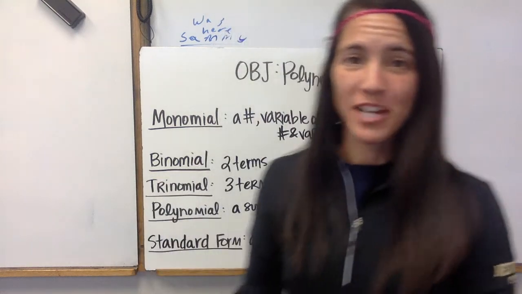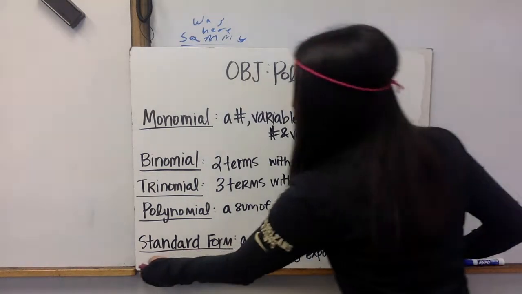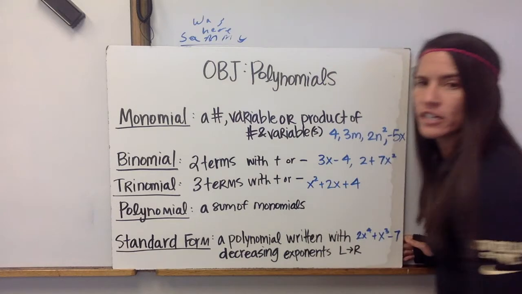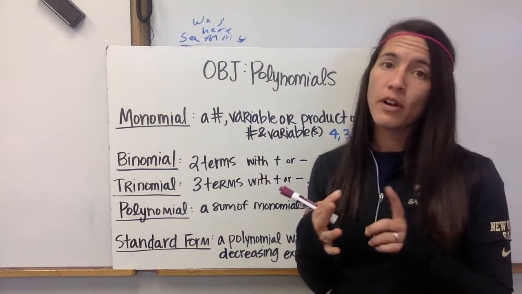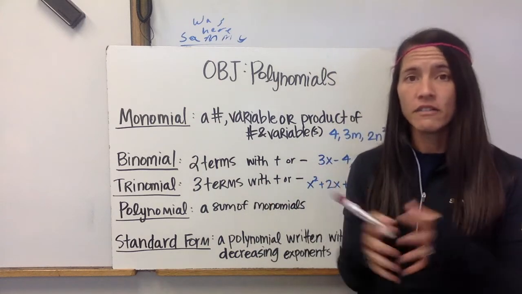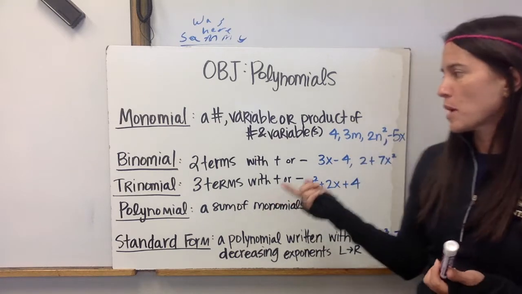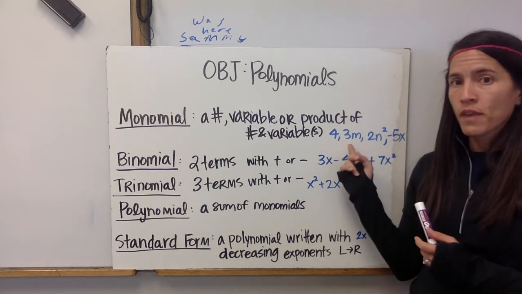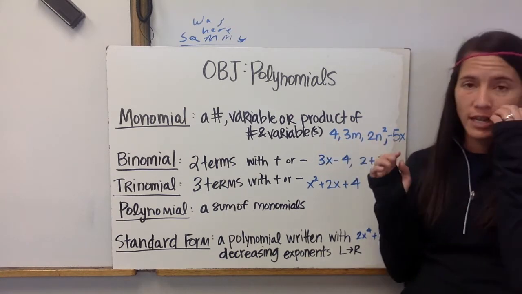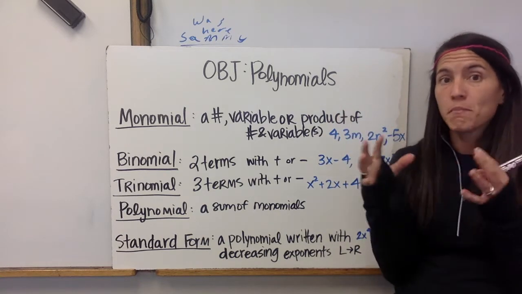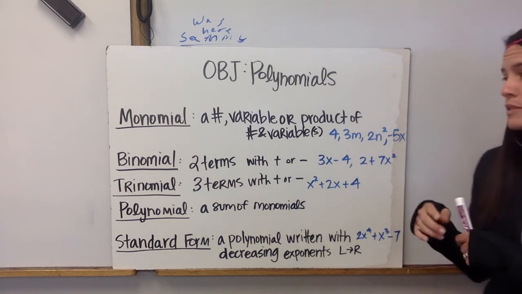Hey y'all, today's objective is polynomials, just a little introduction to polynomials. Getting some vocabulary for you. A monomial is either a number, a variable, or the product of numbers and variables together, product only. Examples of monomials could be whole numbers like 4, 3m, 2n squared, or negative 5x. So those are examples of just one term. It's a monomial, and it could be numbers, variables, or product of numbers or variables.